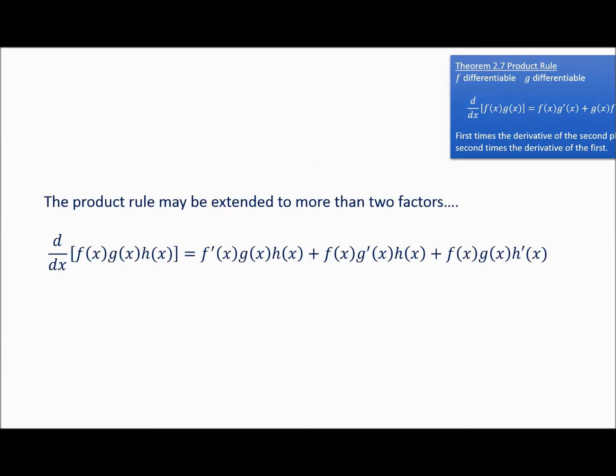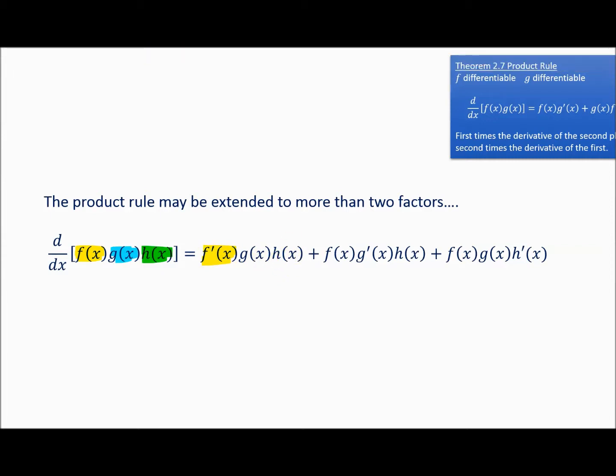Take a look at this character right here. It says the product rule may be extended to more than 2 factors. So if we need to take the derivative of, look, we've got 3 functions multiplied together here. We've got an f of x, we've got a g of x, and we've got an h of x. So what if you did have a function that had 3 factors multiplied together? Well, it's just an extension of our original product rule. What we're going to do is we'll take the derivative of the first one in line and hold the other 2 constant. That's the first term.